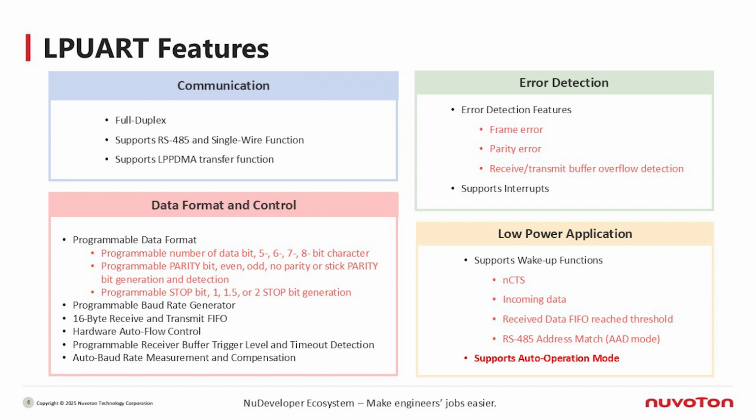For error detection, the Low Power UART provides several features that help increase the reliability of the transmitted data. And finally, in low power applications, the Low Power UART supports wake-up functions, and most importantly, it supports Auto Operation Mode. This allows the system to transmit or receive data without waking up the CPU, which is the key to achieving very low power consumption.